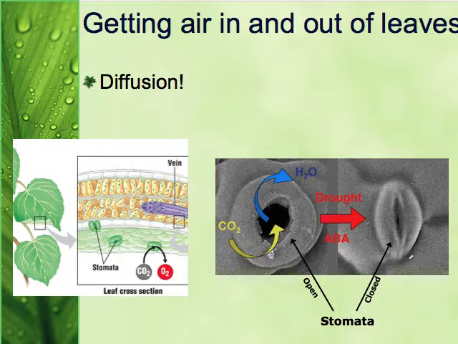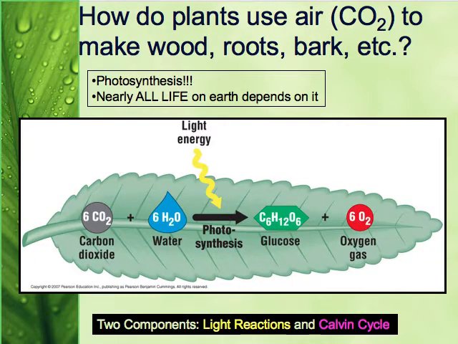So how do we get this air in and out of our leaves? Well, the short answer is diffusion. Plants exchange gases through their stomata. So how do plants use air, especially carbon dioxide gas, to actually build this big tree? How can they make wood, roots, bark, all that good stuff that makes up a tree? Well, again, the short answer is photosynthesis. The site of photosynthesis is typically any green part. And again, they're green because they contain lots of chloroplasts.